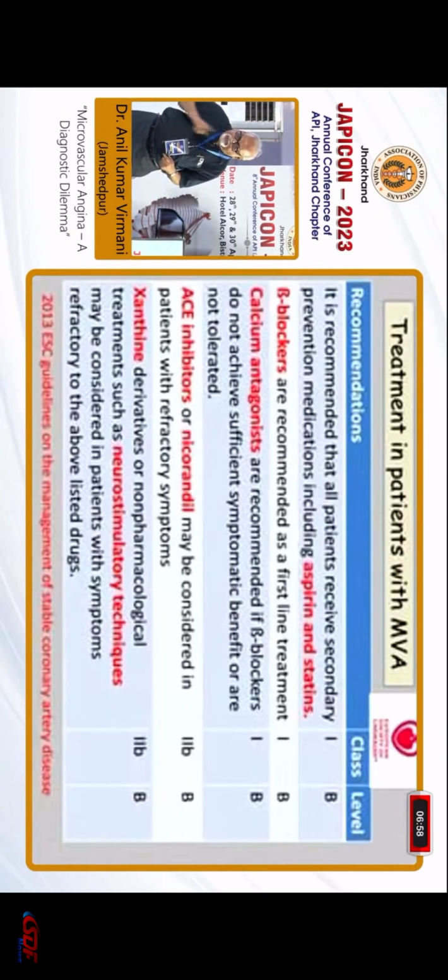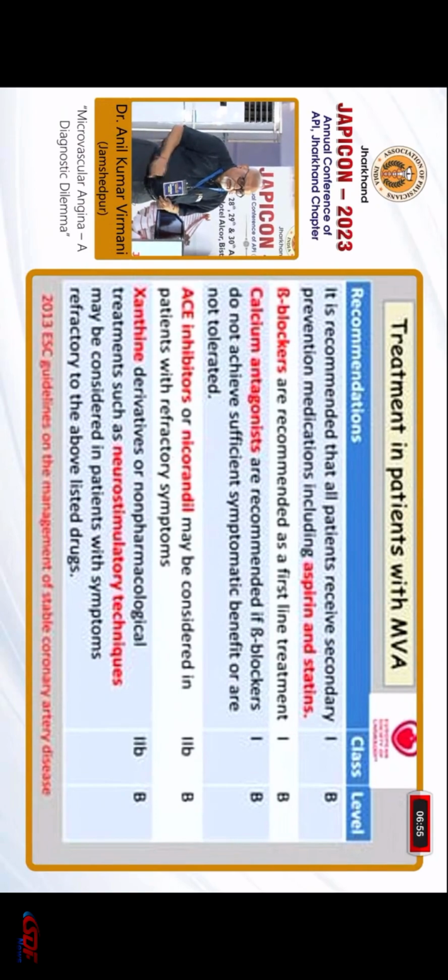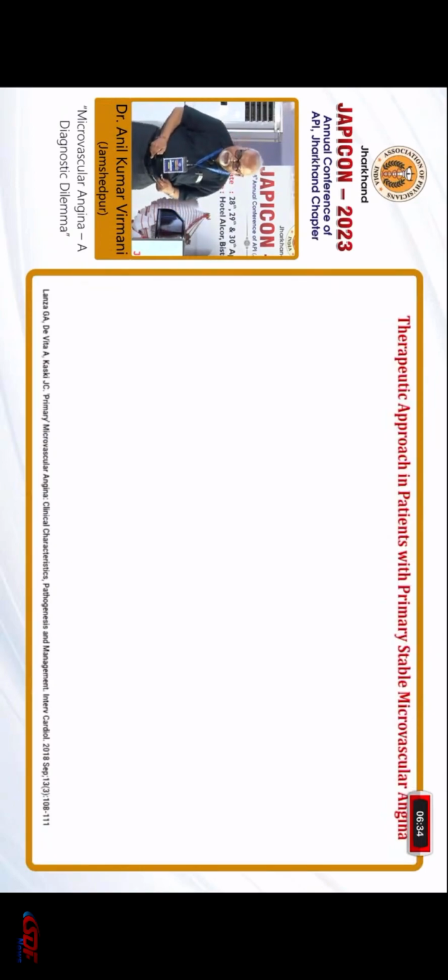Then, of course, to give you the final message, which drugs this patient should be optimally taking to prevent recurrent angina: aspirin and statins, class 1B evidence, beta blockers 1B, calcium antagonists 1B. ACE inhibitors or nicorandil 2B, and xanthines or neurostimulatory techniques, again class 2B, level B.